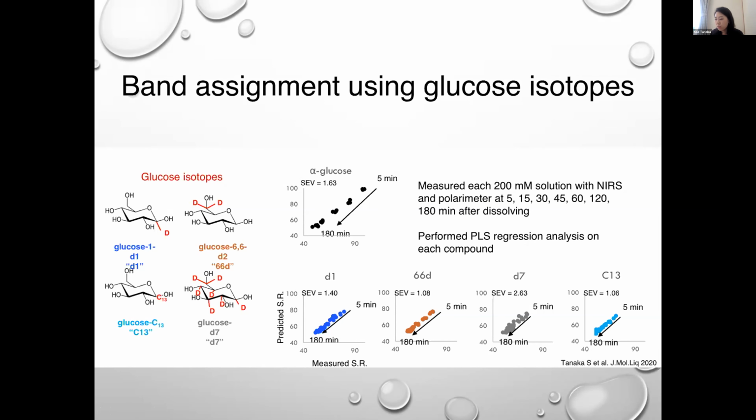I measured these four glucose isotopes in the same way as glucose in light water. Here I show the result of PLS regression analysis of each isotope. I couldn't get each anomer of the glucose isotopes, but the good point of this analysis is to obtain difference spectra of the anomers without pure anomer powder. As a reference, I show here the alpha glucose result.